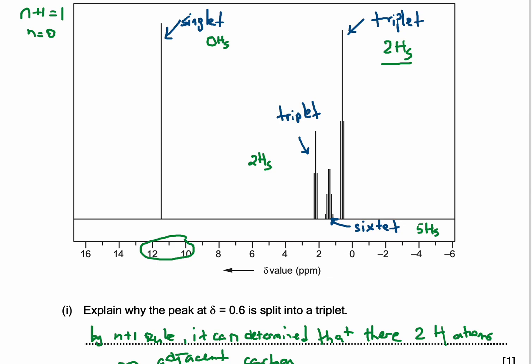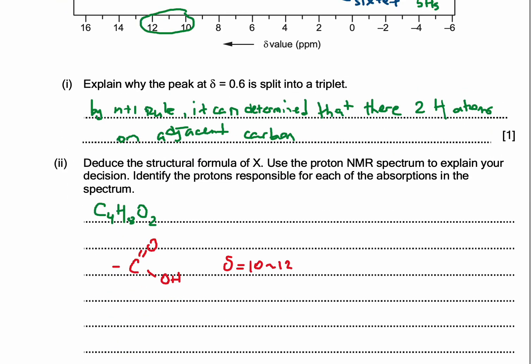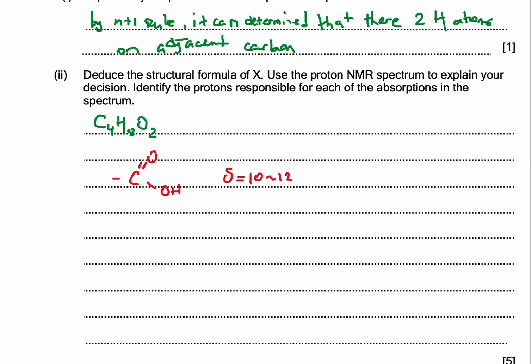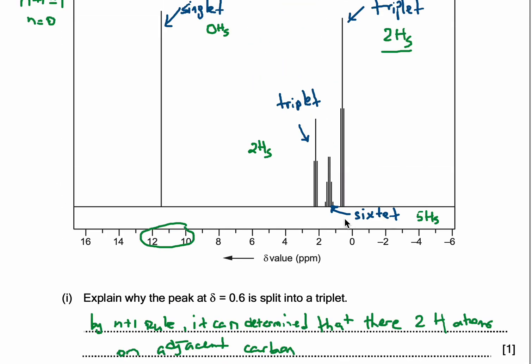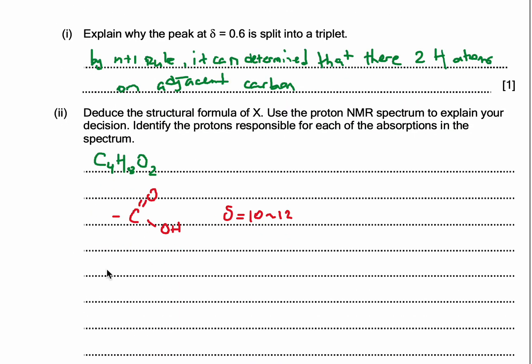So we have something which has 2 hydrogens on the adjacent carbon. Now we will construct. From the data booklet you can also see that the value 0.6 shows your structure contains CH3. The adjacent carbon has 2 hydrogens, so we can deduce that CH3 is connected to CH2.